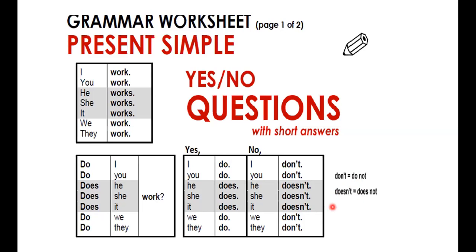Ok, doesn't equals to does not, ¿verdad? Entonces aquí está. Yes, I do. Yes, you do. Yes, he does. Yes, she does. Yes, we do. Yes, they do. No, I don't. No, you don't. No, he doesn't. No, she doesn't. No, it doesn't. No, we don't. No, they don't.